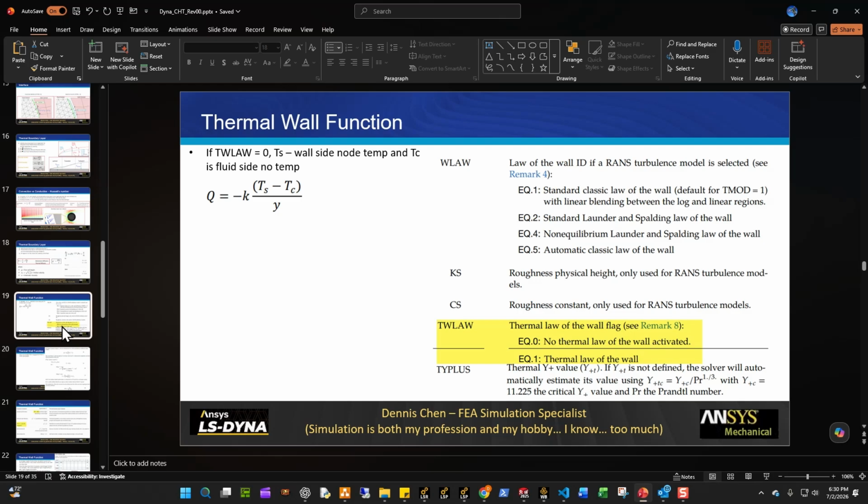What we can do is use the law of the wall, right, which is the thing that you have on both the velocity side as well as the thermal side. In LS-DYNA, the thermal wall function can be defined in the same location as your turbulence model, right? Basically, if you don't activate the law of the wall, this is how you calculate the heat transfer across the thermal boundary layer, and what your first layer thickness is.